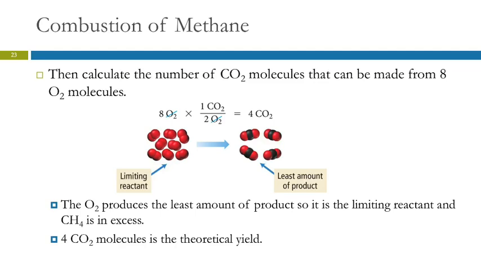Now the question was, what is the limiting reactant? Well, once you determine what your theoretical yield is, the smallest one, go back and look at what reactant gave you the smallest number. Here it was the oxygen. So in this example, oxygen is the limiting reactant. Any questions?